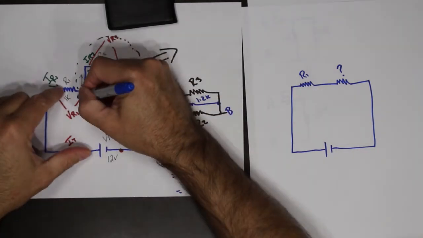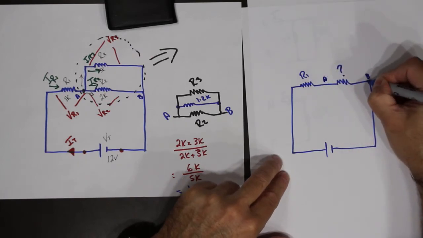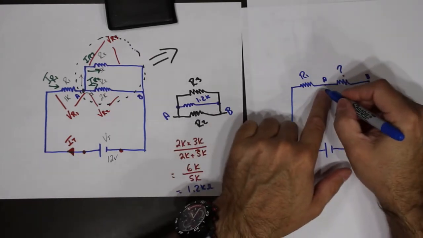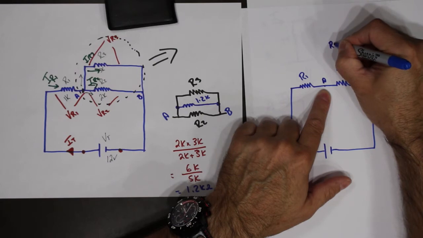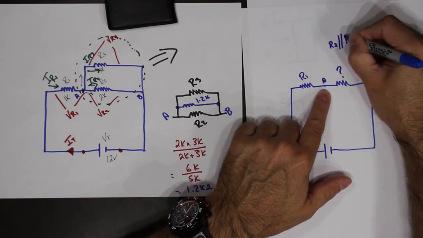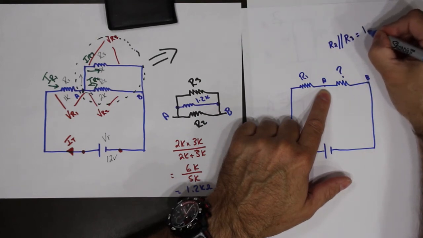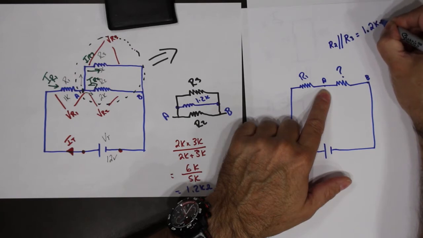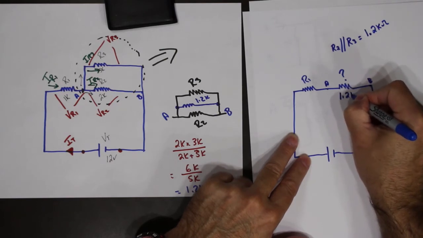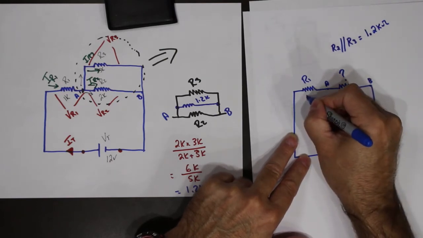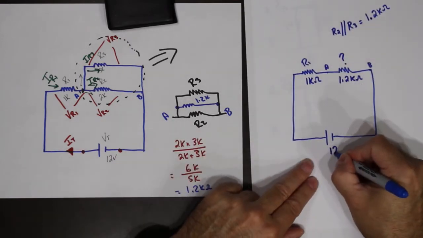So, if this was point A and this was point B, I am replacing what we refer to as R2 in parallel with R3. I am replacing them with one single resistor, which is 1.2 kilo ohms. So that means that this becomes 1.2 kilo ohms. This one was 1 kilo ohm. Our power supply was 12 volts.